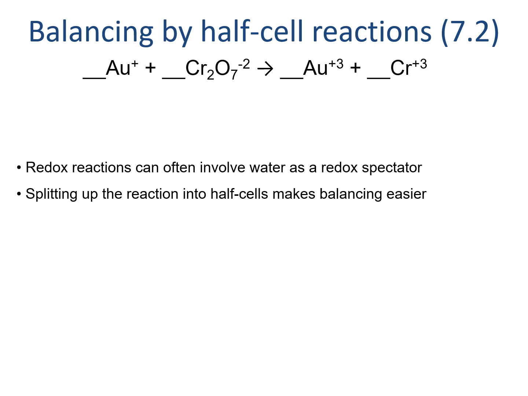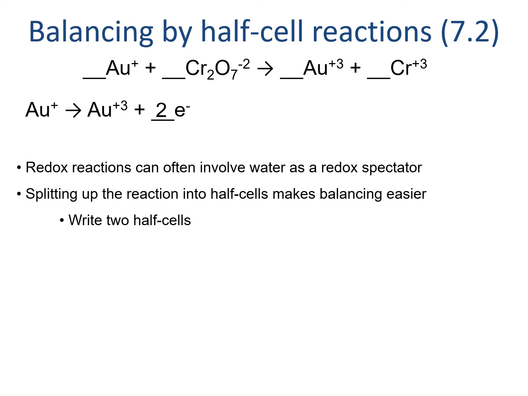If we're taking gold+ and oxidizing to gold 3+ with the dichromate, the chromium oxidation state becomes +3, but the chromium also loses oxygens as ligands to water. This could make the reaction confusing, but it doesn't have to if we make two half cells. The first half cell is easy. We have the same number of gold atoms on each side, the left and the right, and we only need electrons to balance it. We can complete this right away since we know that we need 2 electrons to make up the difference in charge between +1 and +3.